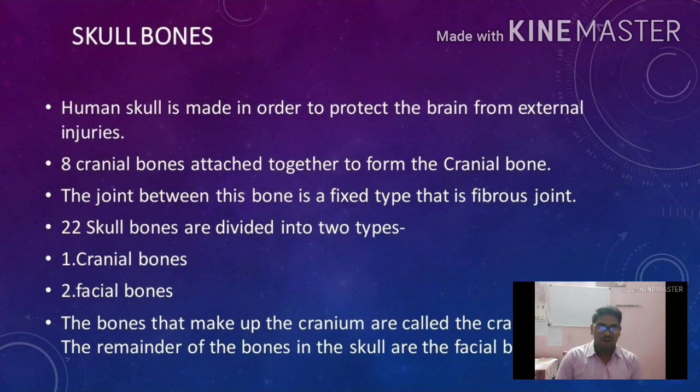Now come to the skull bone. We all know that skull bone is present in the head region and its most important function is to protect the brain. We know that brain is the most important part of the human body. It operates our whole body. So it's necessary for our body to protect the brain from external injuries. So skull is there.